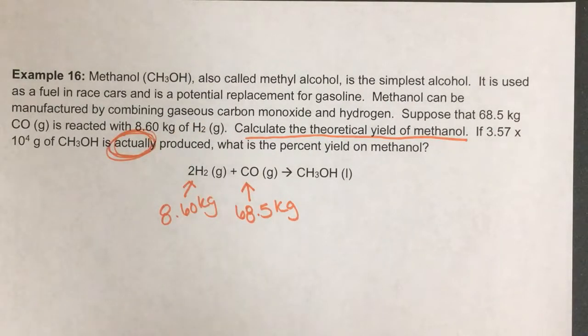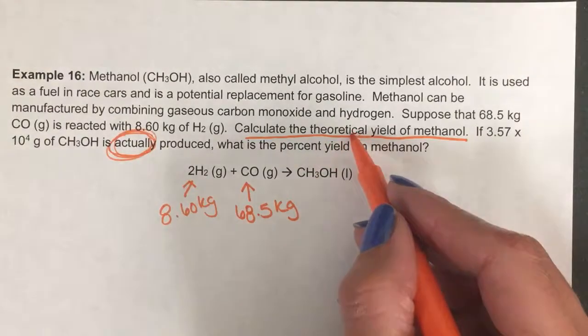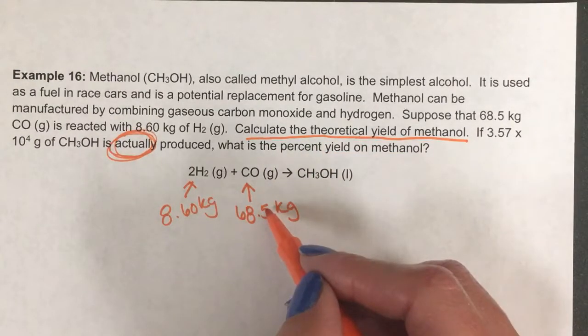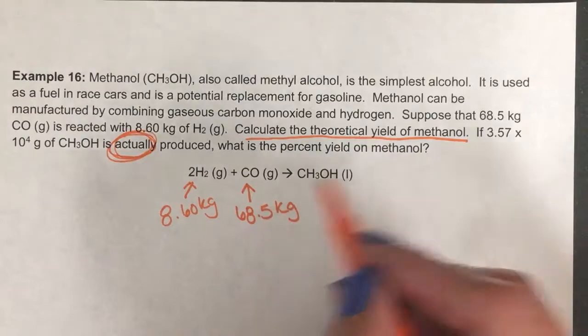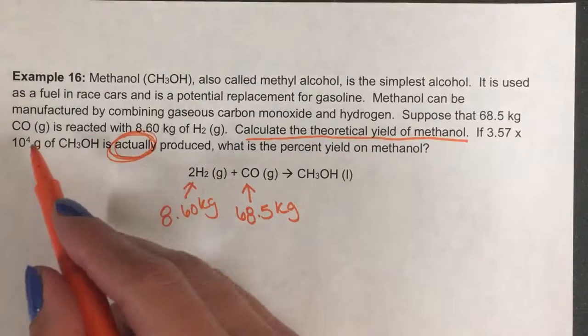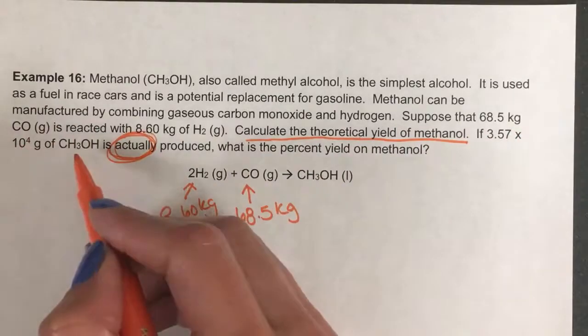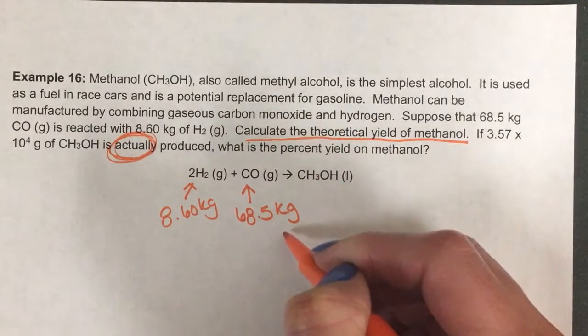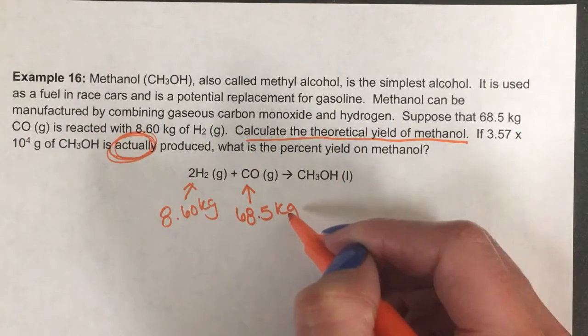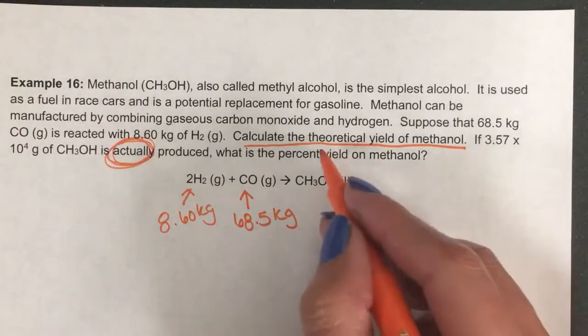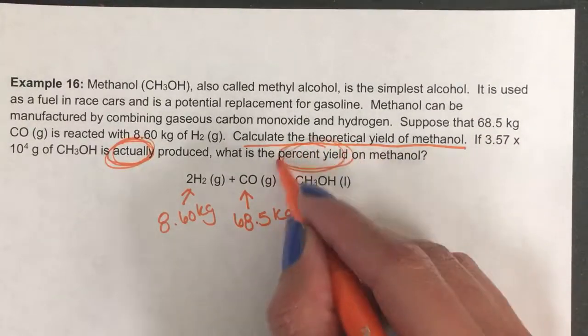So once I have my number, my theoretical yield is the small number I get from this. I divide my actual yield, or sorry, flip it. My actual yield divided by my theoretical yield, which is what I calculate here, the small number, times 100 will tell me my percent.